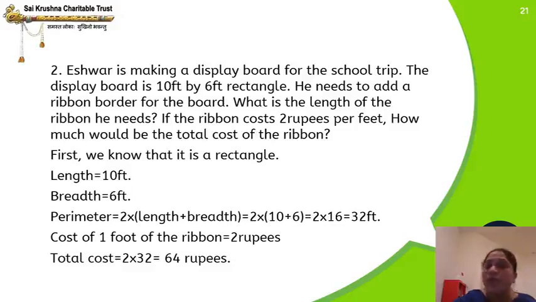Now, if the ribbon costs 2 rupees per foot, so cost of 1 foot of the ribbon is 2 rupees. So total cost will be 2 times the perimeter. So 2 times 32, which is 64 rupees.